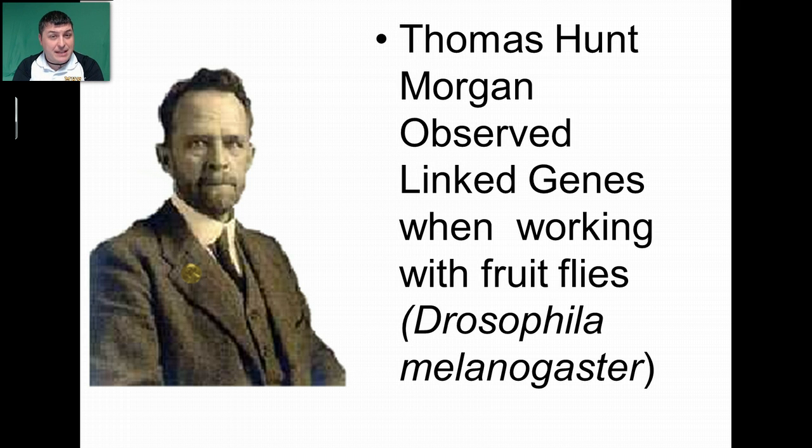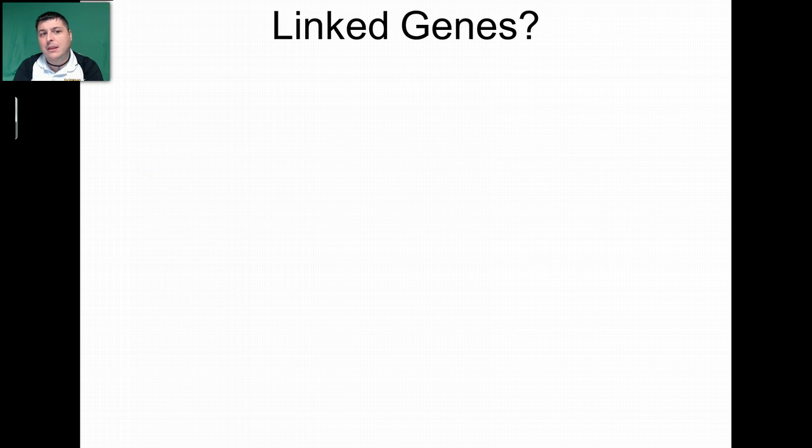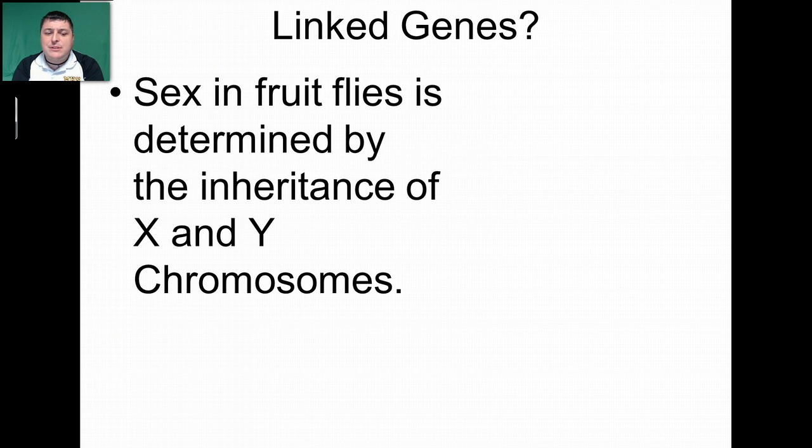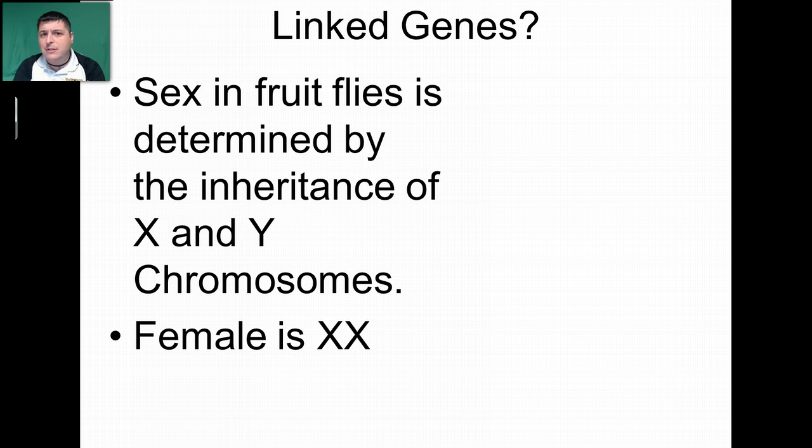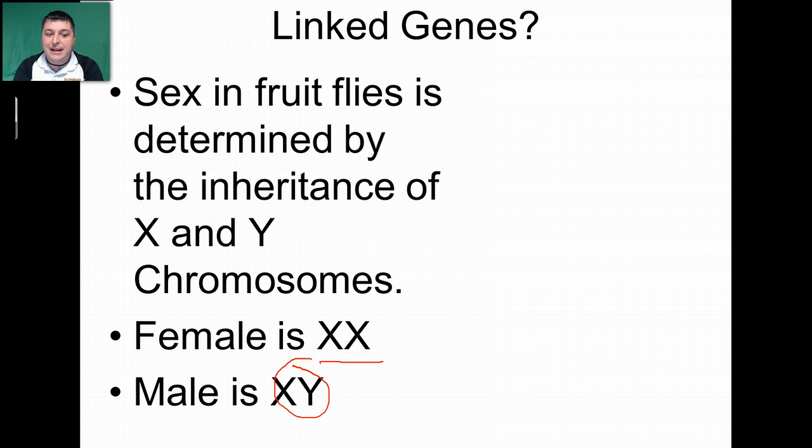The scientist that discovered this phenomenon is Thomas Hunt Morgan. He observed these linked genes when working with fruit flies, scientific name Drosophila melanogaster. As he was looking at fruit flies, he was looking at all of their many traits. Fruit flies happen to have the same genetic determination as humans. Males are XY and females are XX.